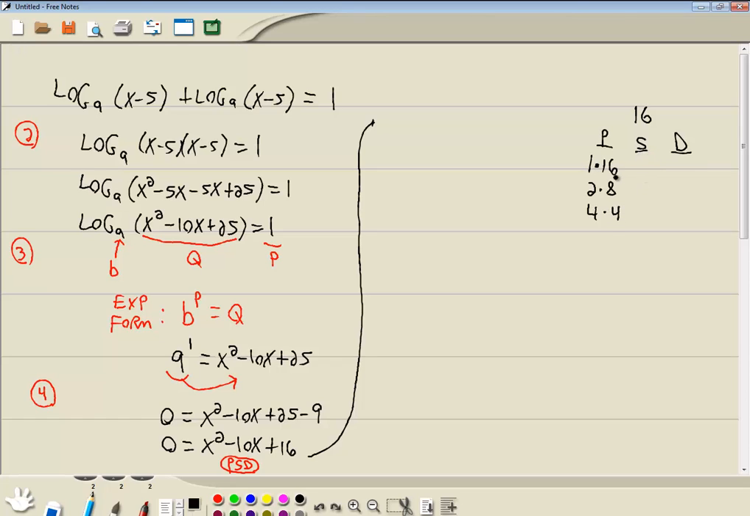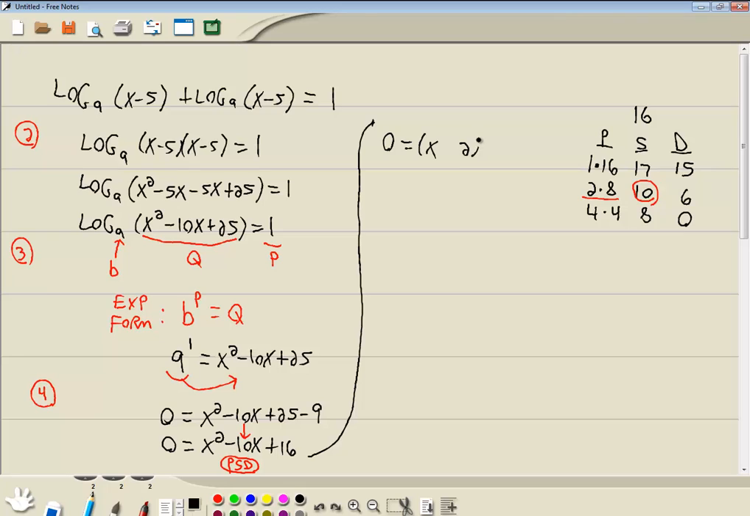The S column, we're going to add these numbers together. 1 plus 16 is 17, 2 plus 8 is 10, 4 plus 4 is 8. The D column, D for difference, subtract smaller from larger. 16 minus 1 is 15, 8 minus 2 is 6, 4 minus 4 is 0. The number we're always looking for is the number in the middle term, which is 10, which is right here, which means we use 2 and 8.